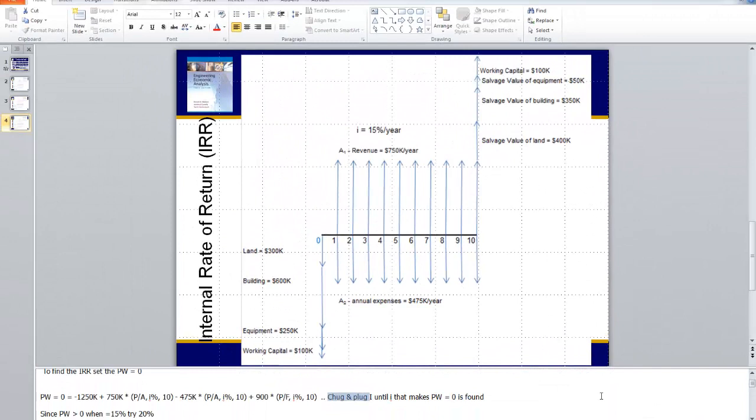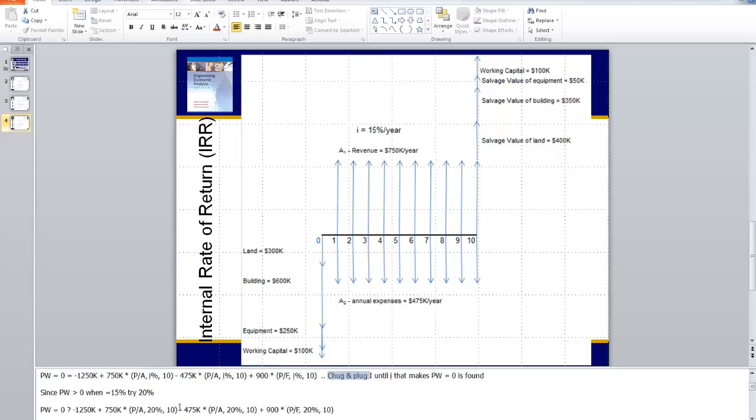So as we've said, present worth was greater than zero when we used 15%, so we know we're making more than 15%. So let's just try 20% for kicks. We want present worth equals zero, and does it equal zero when the interest rate is 20%?